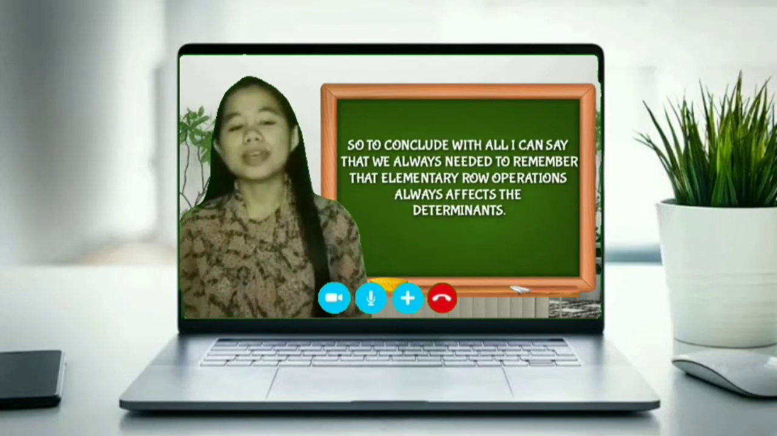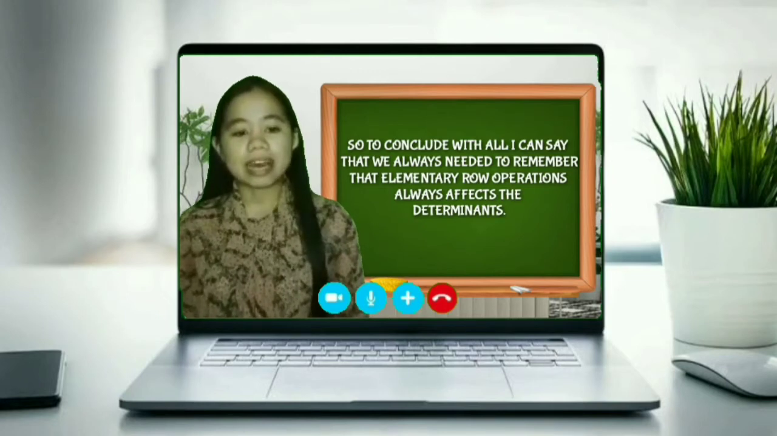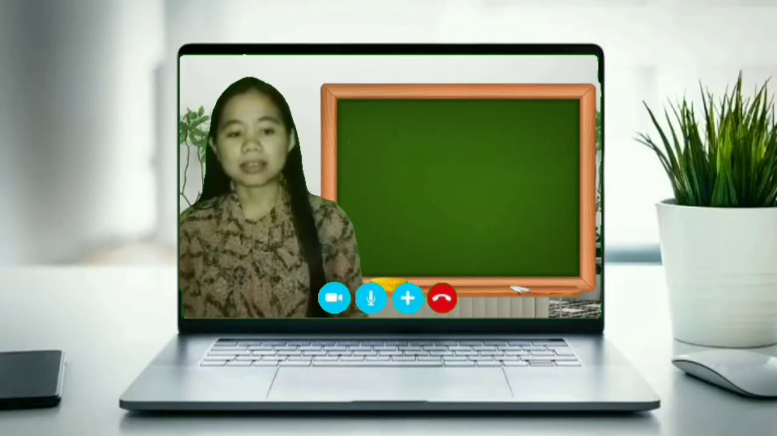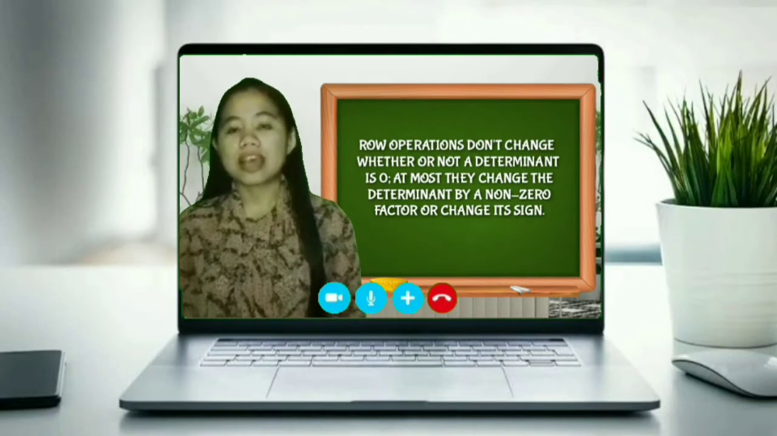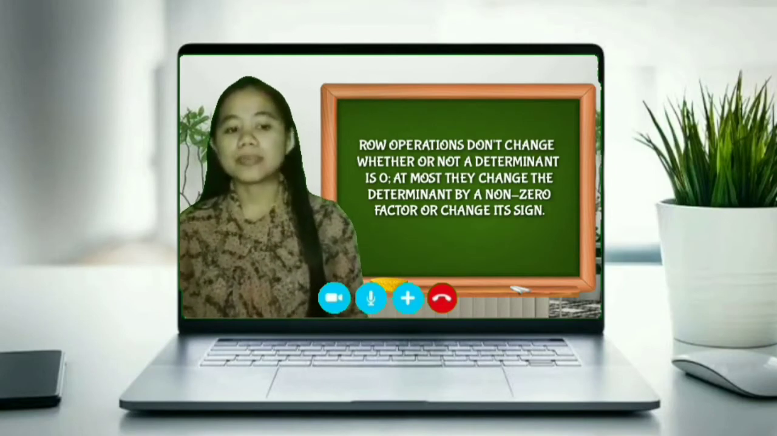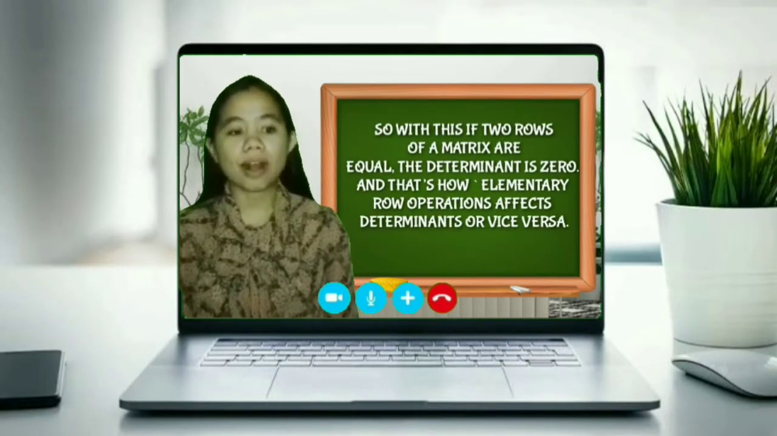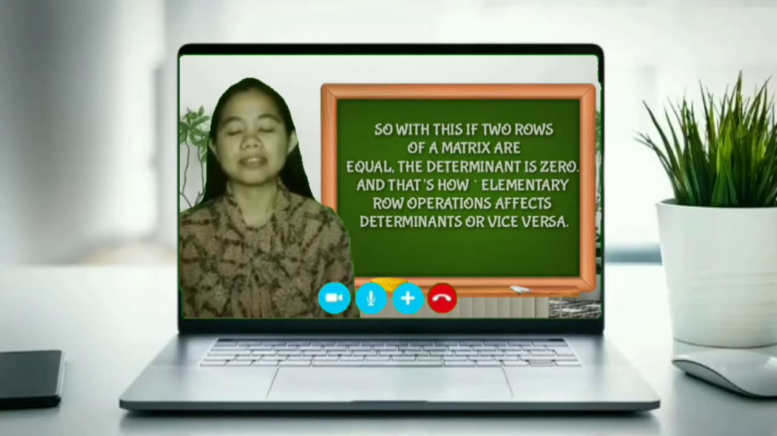To conclude, all I can say is that we always need to remember that elementary row operations always affect determinants. Row operations don't change whether or not a determinant is zero. At most, they change the determinant by a non-zero factor or change its sign. So with this, if two rows of a matrix are equal, the determinant is zero. And that's how elementary row operations affect determinants or vice versa.